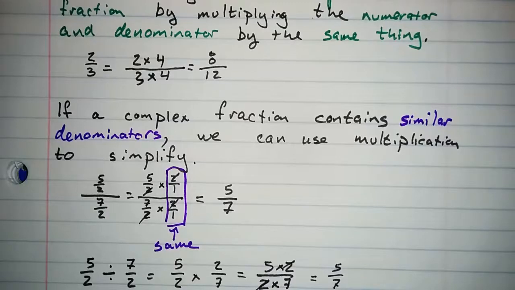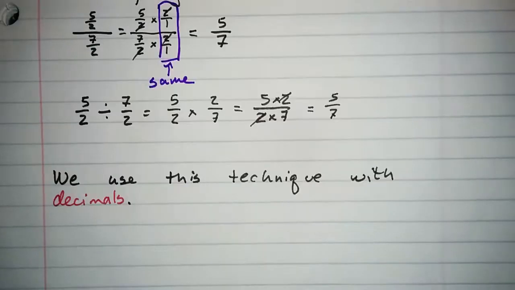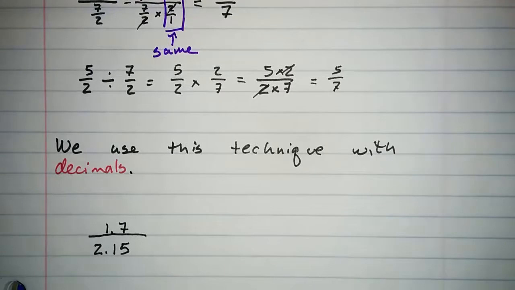So why do we bother developing this technique? We develop this technique to use with decimals. So let me show you an example of a complex fraction with decimals. We would like to choose a number to multiply the numerator 1.7 and the denominator 2.15 by in order to get an equivalent fraction where both the numerator and denominator are whole numbers.